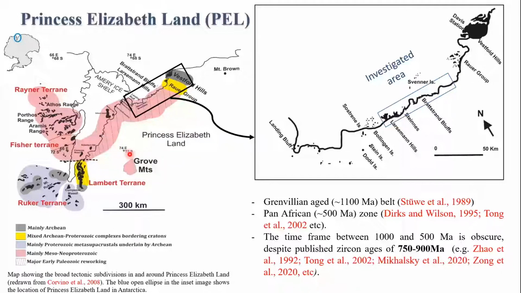For almost a decade, there has been ambiguity regarding the major metamorphic or orogenic event of this sector. It was earlier proposed to be a Grenvillian event about 1100 Ma and later contemplated as a Pan-African belt of 500 Ma. However, the geological events in the time frame from 1000 to 500 Ma still remain cryptic, though there are some data present, and I will show it in further slides.